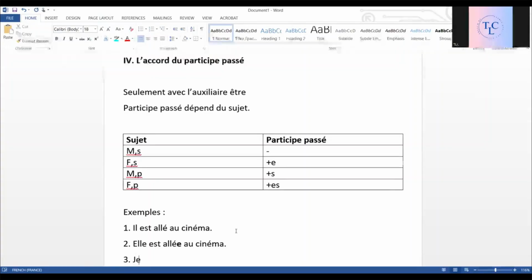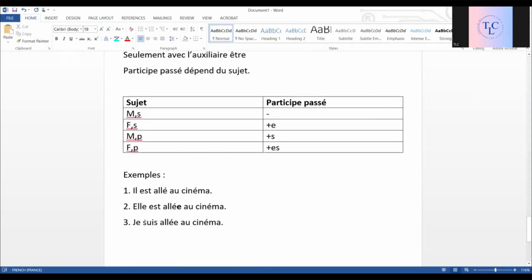Okay, even with je, okay, je suis allé au cinéma. How do we decide whether to add e with je or not? It depends on who is je. Okay, in this case, je is me. It's feminine. So we add an extra e. If a guy or a man is writing, he will not add an extra e. Okay, so in this case, it depends.